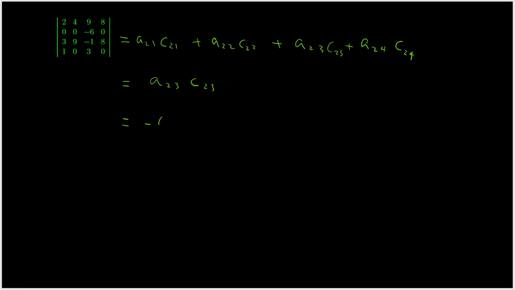C23 is -6. I'm going to give you a complete solution to this, but if you know what's going on, you can keep on going and tell me the final answer. If you want to listen to me, you can listen to me. If you want to try, you can try, and then we compare answers. C23, I said that many times. Do not forget the sign associated with the cofactor.